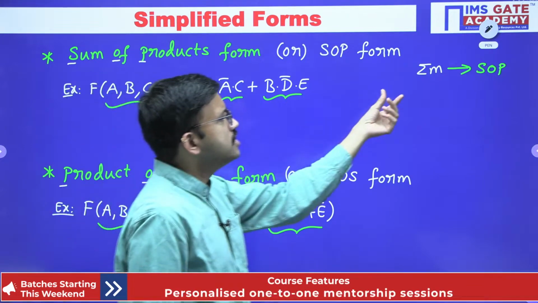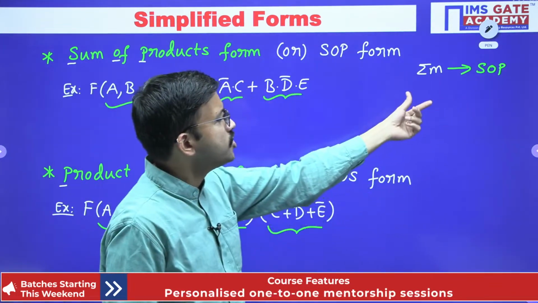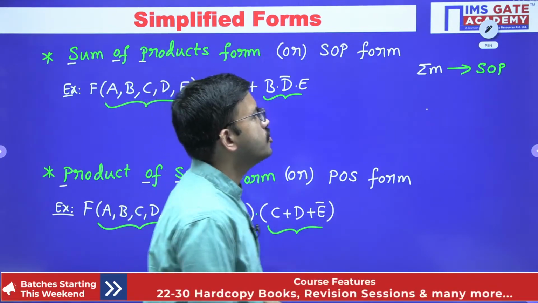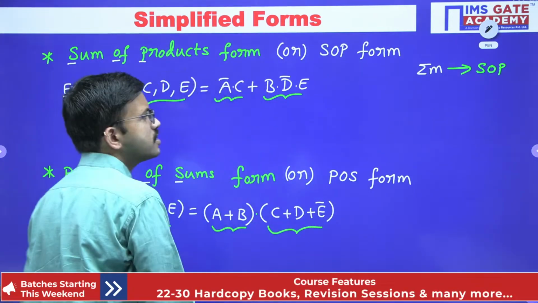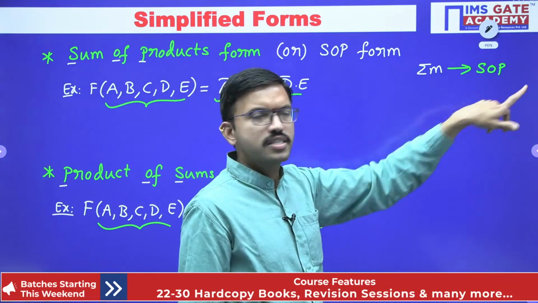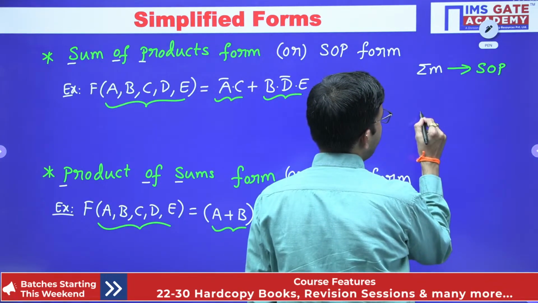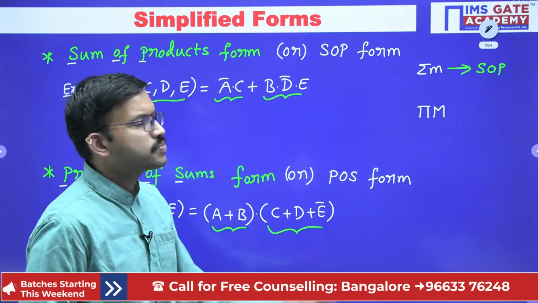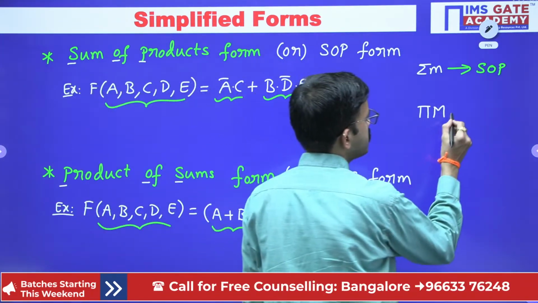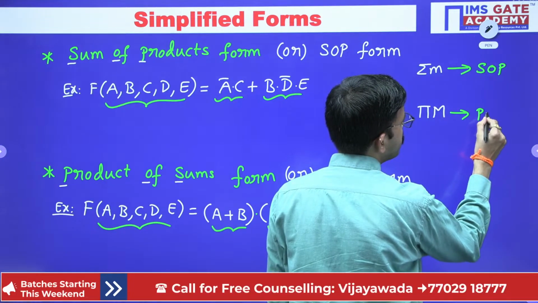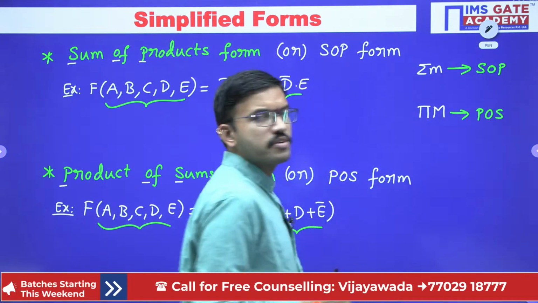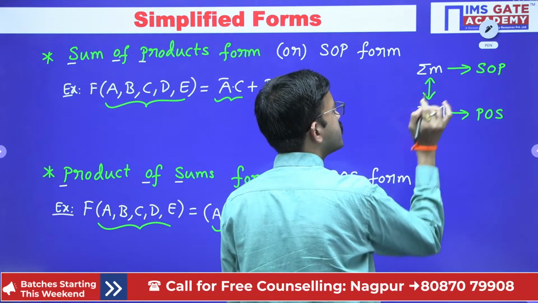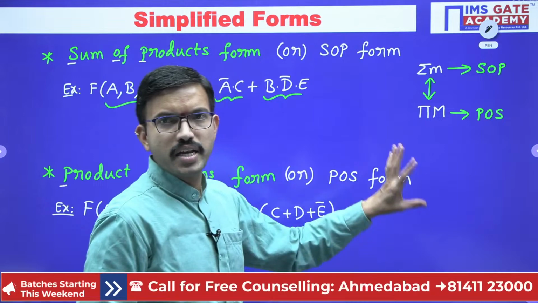That's why, in general, whenever you consider the original function from the truth table as sigma m, after doing simplification you will get SOP. Similarly, if you consider the original function as pi capital M, that means product of max terms, after doing simplification you will get POS. So if you have sigma m, you can convert it into pi capital M, or if you have pi capital M, you can convert it into sigma m.